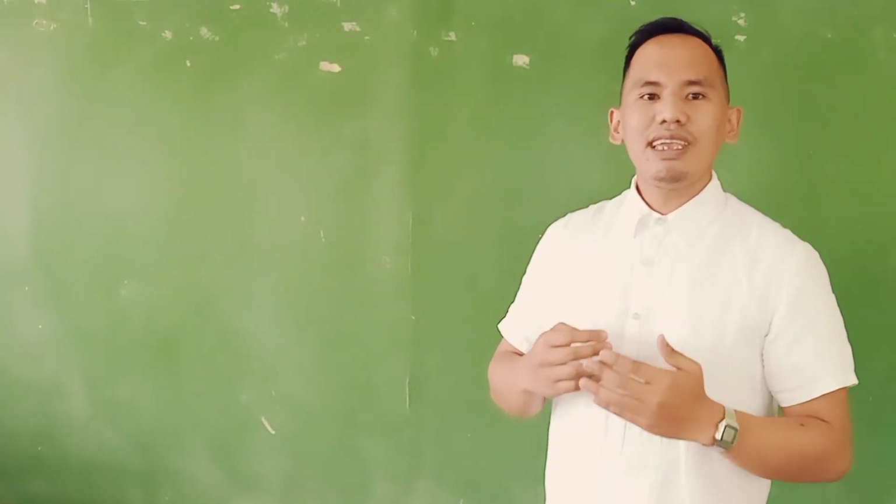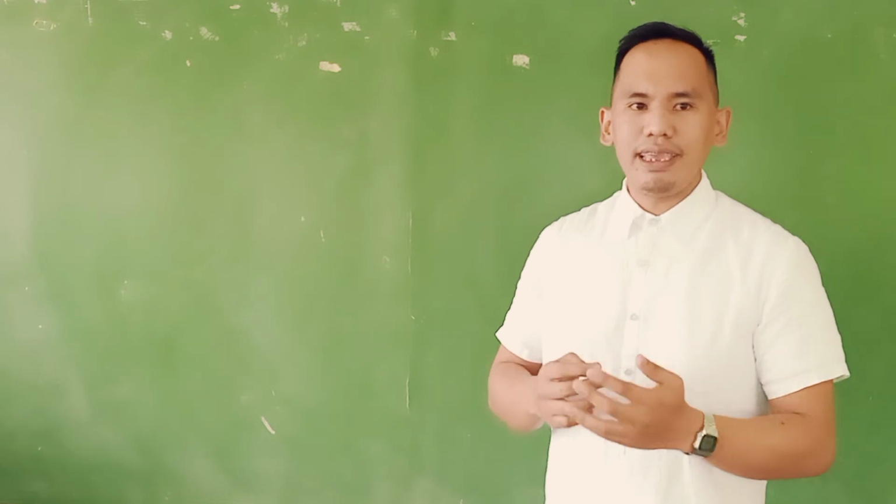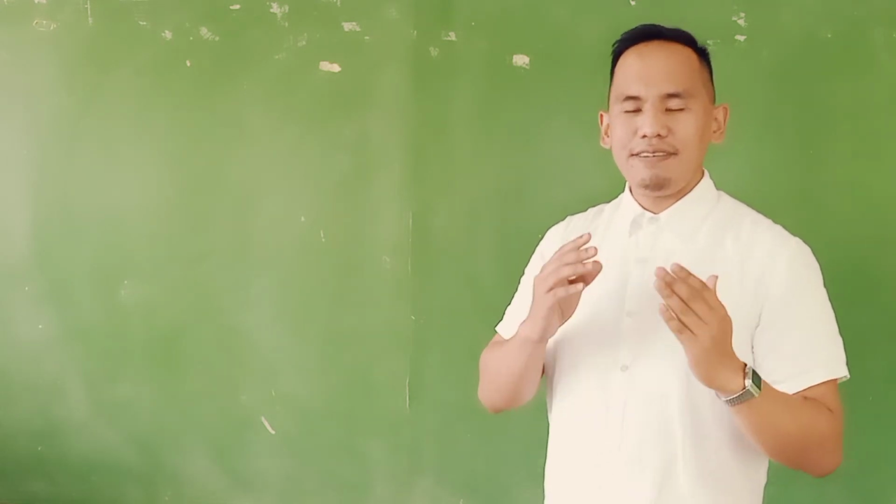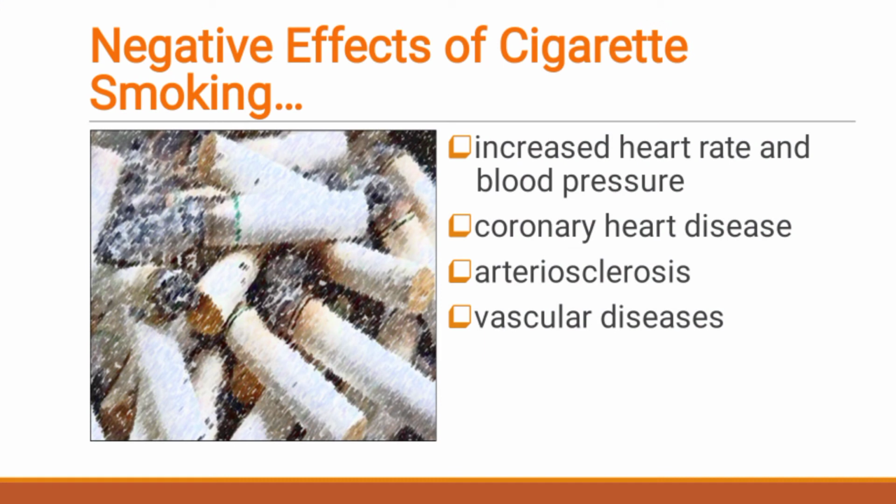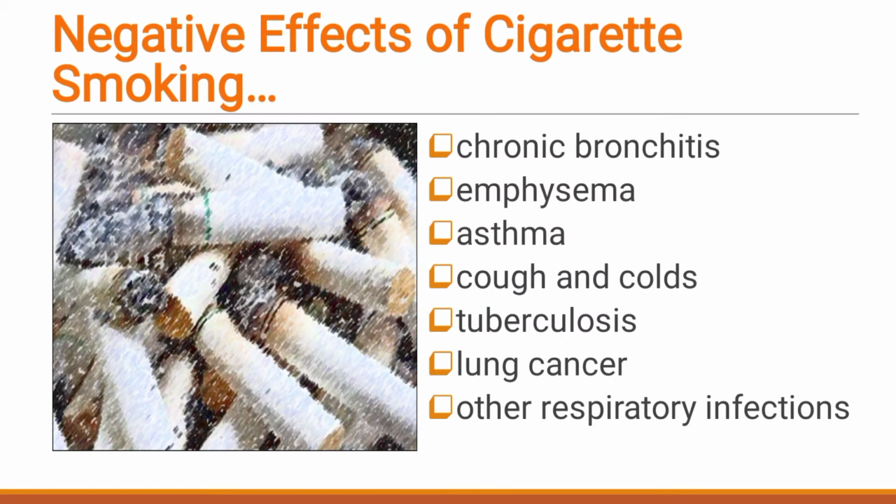Cigarette smoking harms nearly every organ in our body, causing many illnesses and affecting health in general. The negative effects of smoking in the circulatory system include increased heart rate and blood pressure, coronary heart disease, arteriosclerosis, and vascular diseases. The respiratory diseases caused by smoking are chronic bronchitis, emphysema, asthma, cough, colds, tuberculosis, lung cancer, and other respiratory infections.